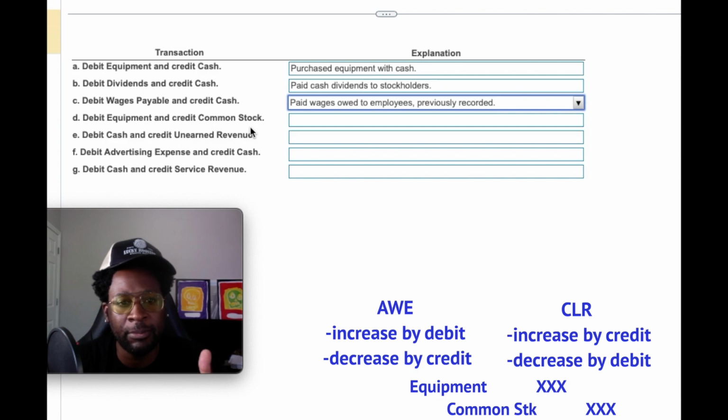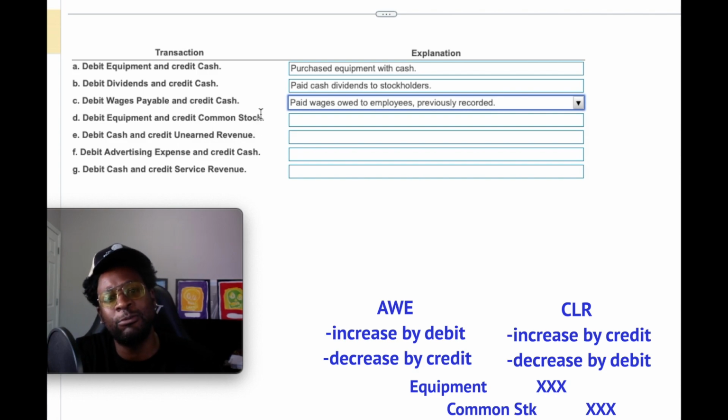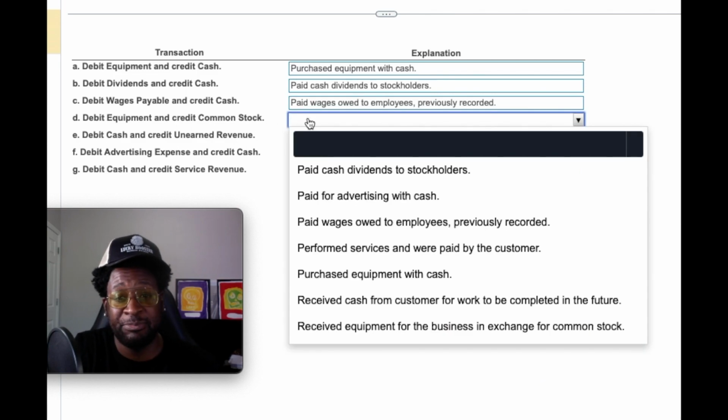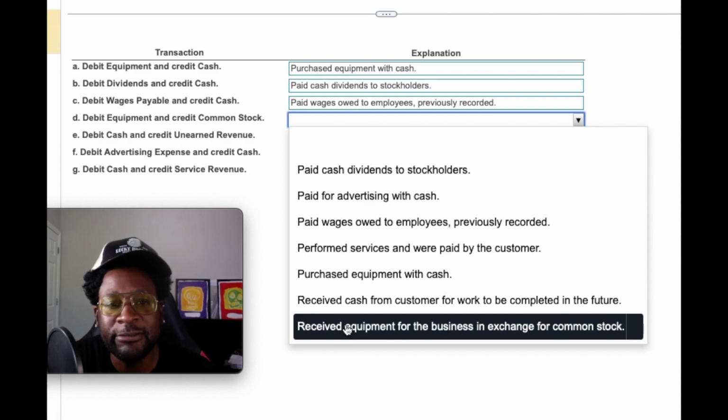So ultimately, equipment is going up as well as common stock. So what transaction will constitute equipment going up as well as common shares being issued? Clearly, we received equipment for the business in exchange for common stock.